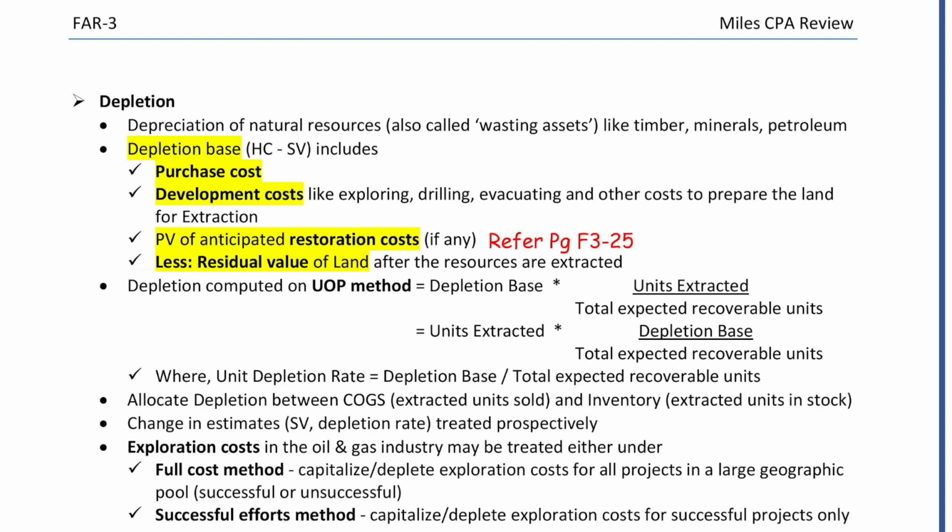Now, depletion is computed on the units of production method. So circle depletion. And the formula for depletion is depletion base multiplied by units extracted divided by total expected recoverable units, which could also be interpreted as highlight units extracted multiplied by depletion base divided by total expected recoverable units. And put a box around depletion base divided by total expected recoverable units, because this one is your unit depletion rate.